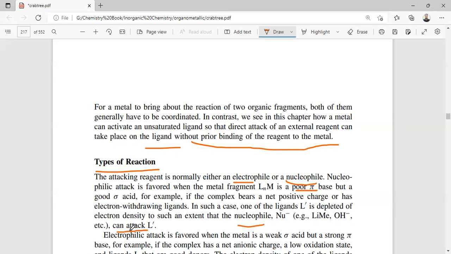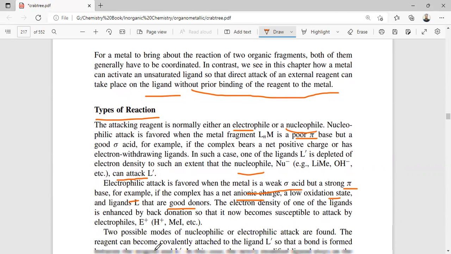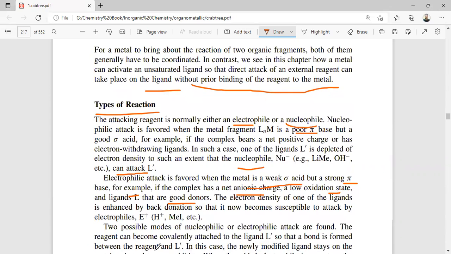Electrophilic attack is favored when the metal is a weak pi acid but a strong pi base. For example, if the complex has a net anionic charge, a low oxidation state, or anionic L ligands that are good donors, the electron density of one of the ligands is changed by the back donation so that it now becomes susceptible to attack by the electrophile.